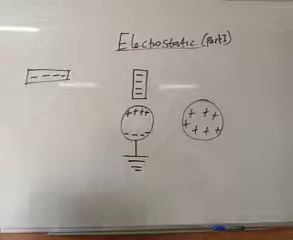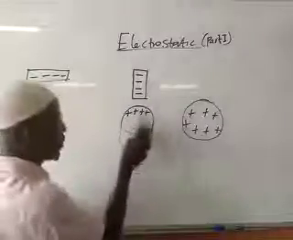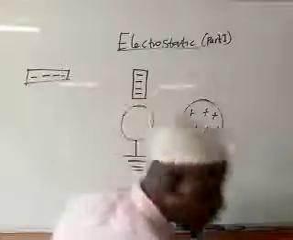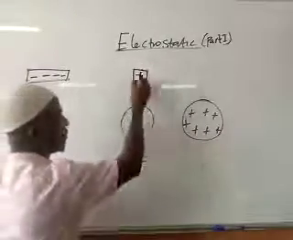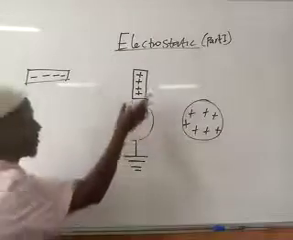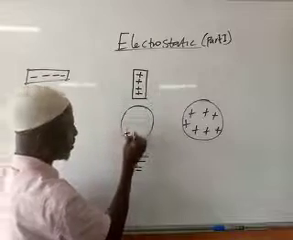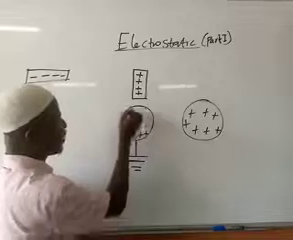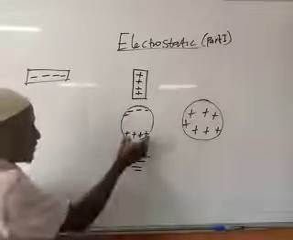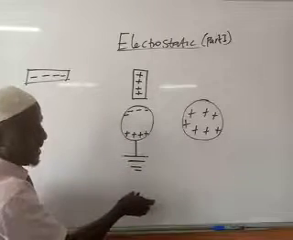Then, if we want to charge it negatively, we follow the same procedure. It's just that we are going to use a positively charged body. Then what will now happen? All positive charges will run away from this, and they will come to this place. Then negative will come here. So by the time you earth it, this positive charge will leave this body to the ground.